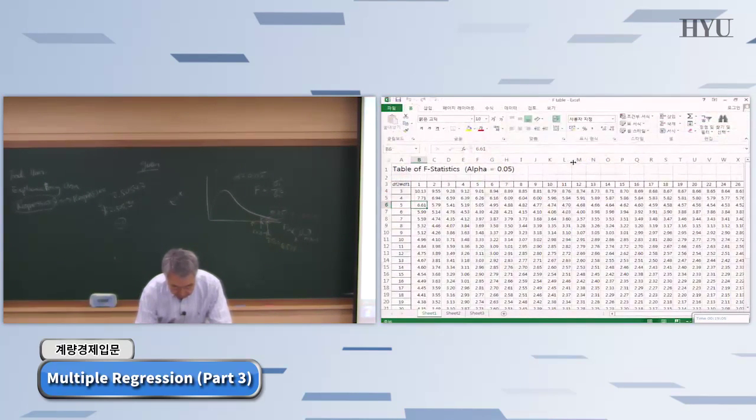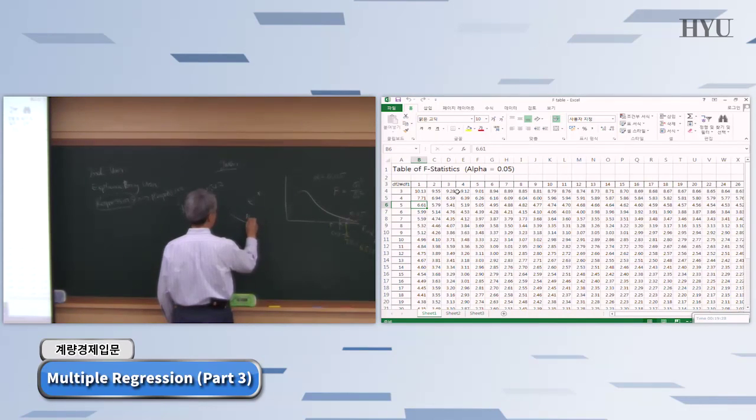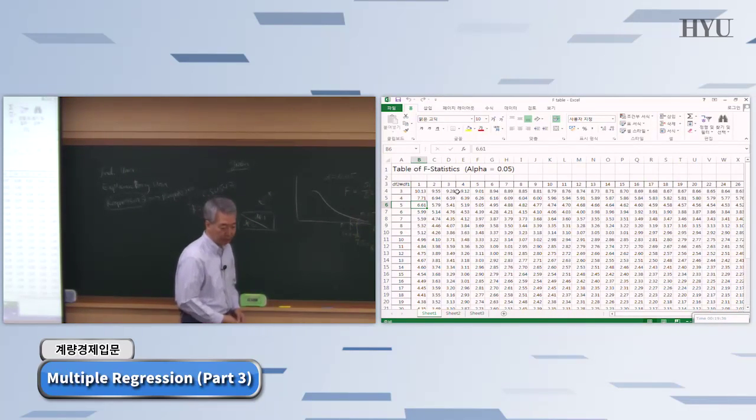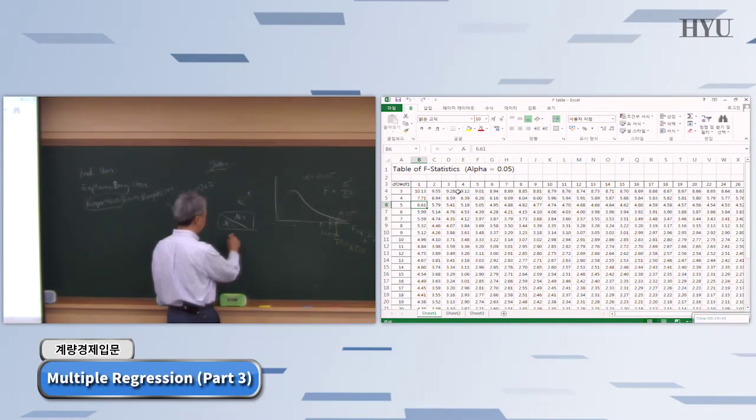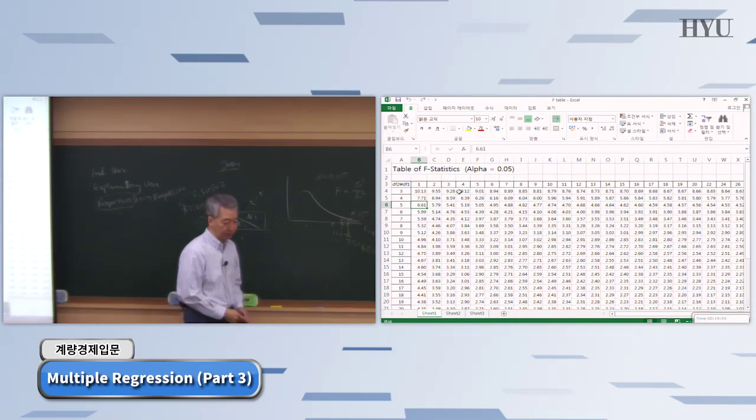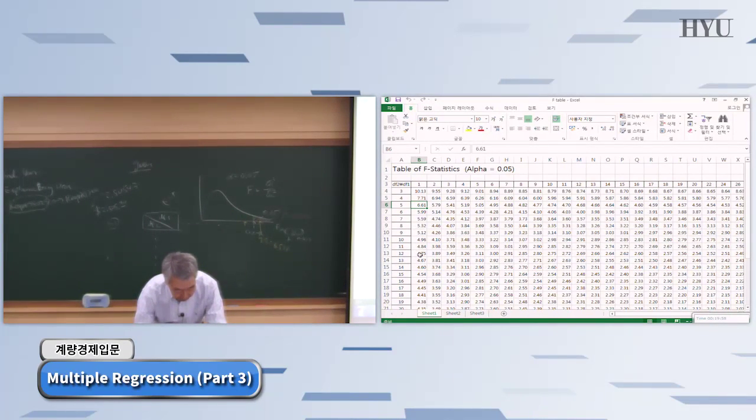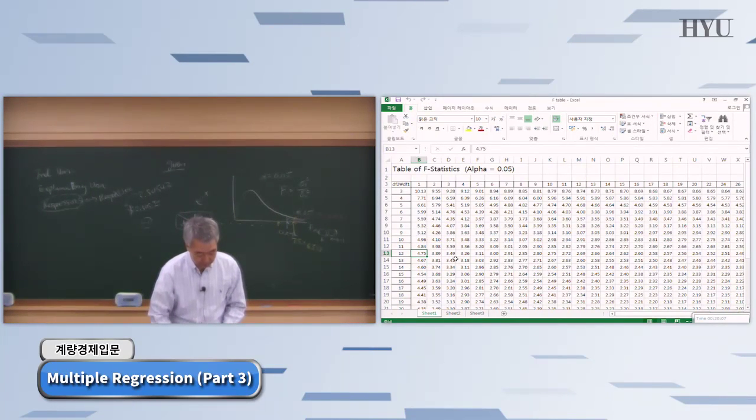F table. So this entire table is for alpha value of 0.05, and we are looking for degrees of freedom 1 and 12. Here, this W is supposed to be df1, df2, but somehow it shows up as W on this computer. So these numbers are the numerator degrees of freedom, and these are the denominator degrees of freedom. So 1 and 12 right here, 4.75. That's how they came up with the critical value for the F statistic.